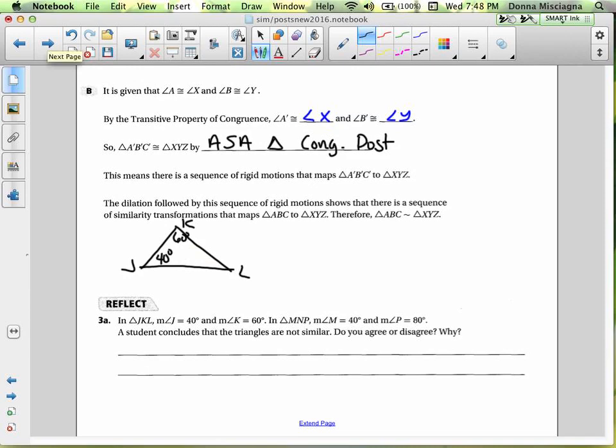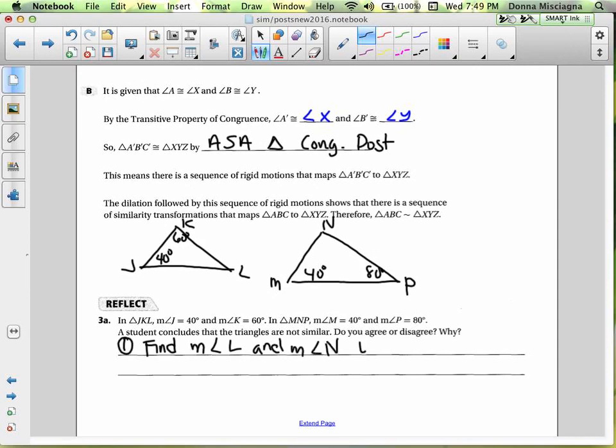In triangle MNP, so now we just need another triangle, and I'm just going to draw another triangle. It doesn't really matter what it looks like. It's just a model. MNP. It's just here to help me organize the information. Angle M is 40 degrees, and angle P is 80 degrees. A student concludes that the triangles are not similar. Do you agree or disagree? Why? Well, the first thing we ought to do is find out what the other angle measures are. Okay? So step one, find the measure of angle L and the measure of angle N using the triangle sum theorem.